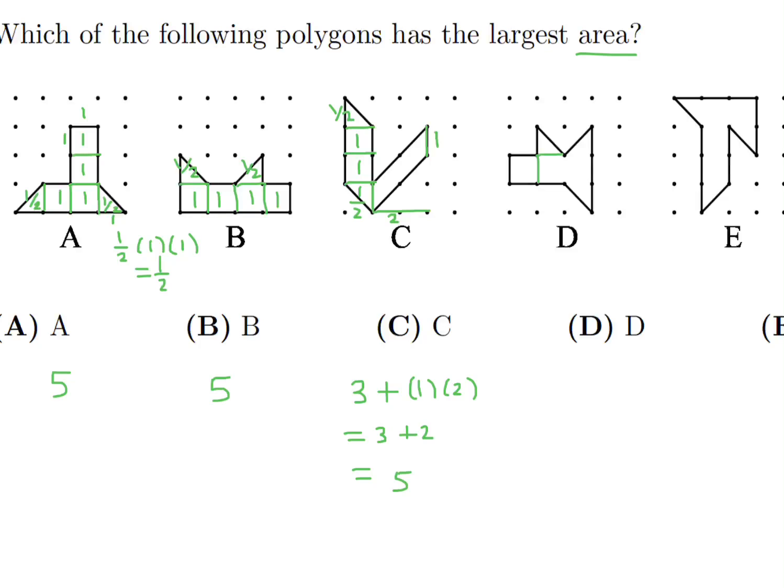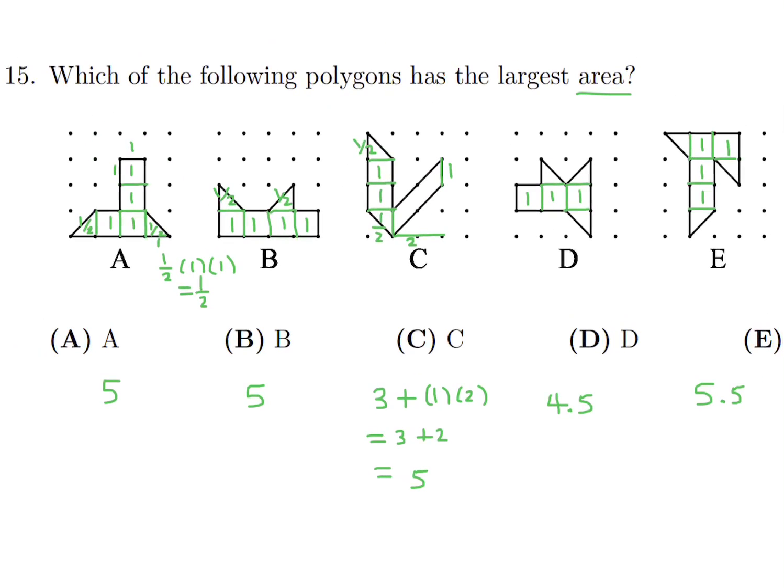Next one over, we've got 1, 1, 1, 1/2, 1/2, and 1/2. So that's what? 4 and 1/2, so 4.5. And then finally, let's see here. First, let's break it up. We've got 1, 2, 3, 4, 5 and 1/2. All right, great. So you see how I did that? If you do that, you'll see that the largest one, for number 15, is E. This one right here. This shape.